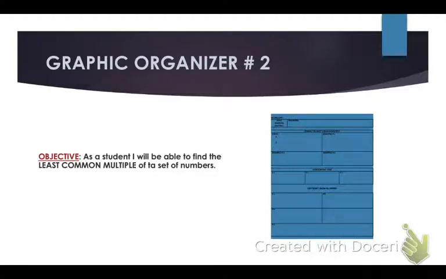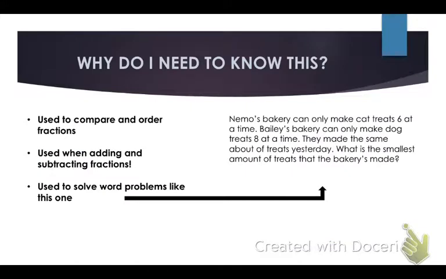Your objective for this video is, as a student, you should be able to find the least common multiple of a set of numbers. And there's a mistake in there, but hey, we can deal with it. Let's move on. Why do I need to know about the least common multiple? Very simple. You use it to compare and order fractions, which we're going to do. You use it to add and subtract fractions, which we're going to do, and you also use it to solve word problems like this one on the right, which we'll show at the end of this video, which we need to be able to do.